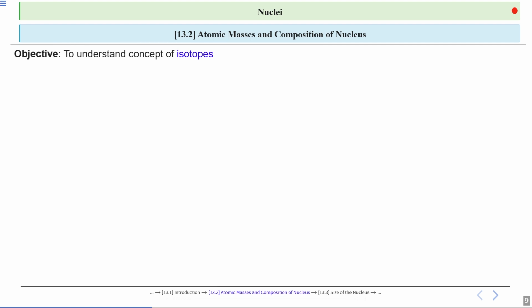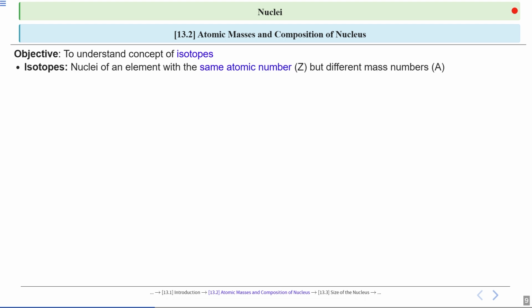Isotopes are a key idea in nuclear physics and chemistry, and they help explain why atoms of the same element can behave differently in some situations. Let's start by defining exactly what isotopes are. So let's look at the definition of isotopes.